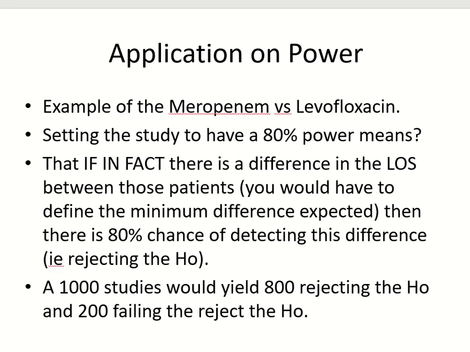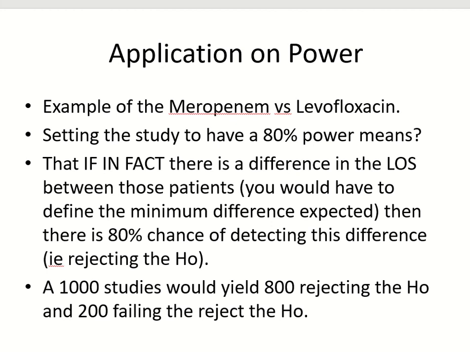Okay, so here's an example. If I'm comparing meropenem to levofloxacin, setting the study to have a power of 80% means that if in fact there is a difference in the length of stay between the two patient groups, we would have to define the minimum difference, but we'll get back to that, then there is an 80% chance of detecting this difference. That's what 80% power means. It means that if there is truly a difference, you have an 80% chance of detecting that difference.